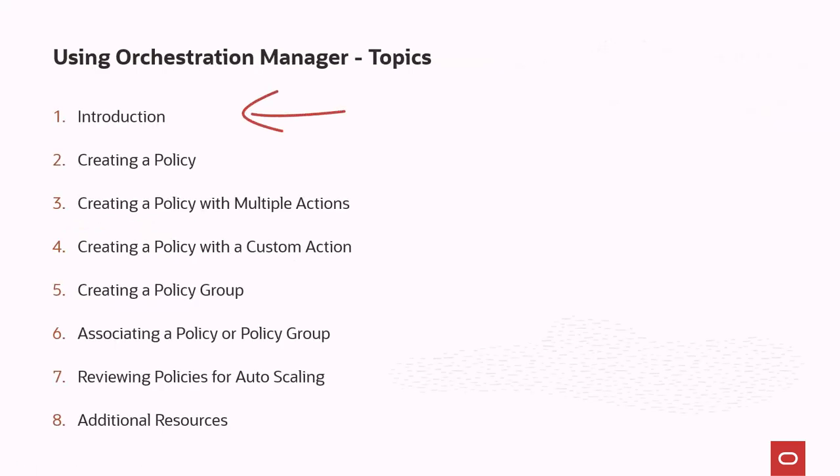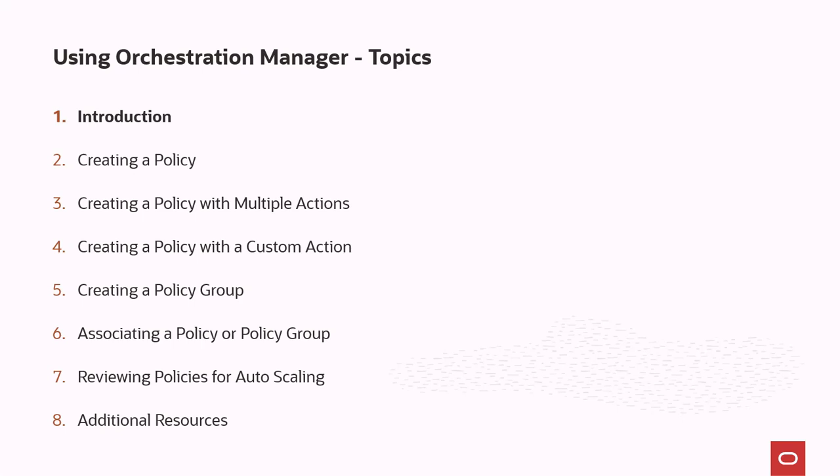We begin by summarizing the types of policies you can create and demonstrate how to create a policy. We demonstrate a policy that includes multiple actions and another with a custom action. Then we'll describe how to create a policy group and some of the ways to associate a policy or policy group with environments and environment templates. We'll also describe how to use policies for auto-scaling and finish with a list of additional resources.